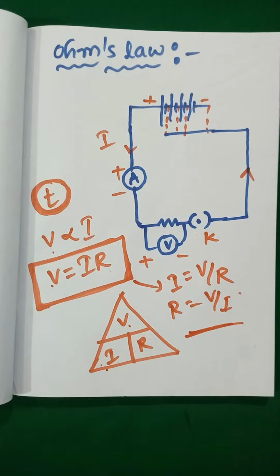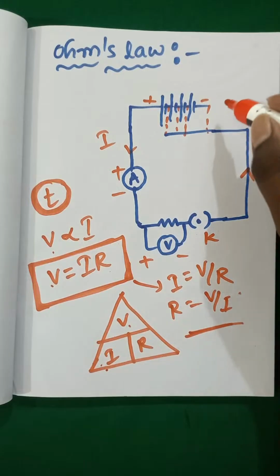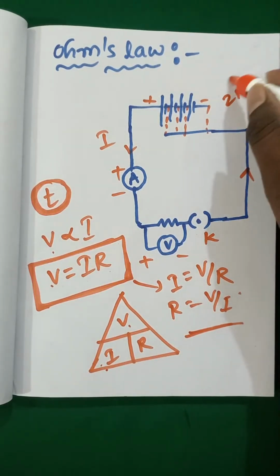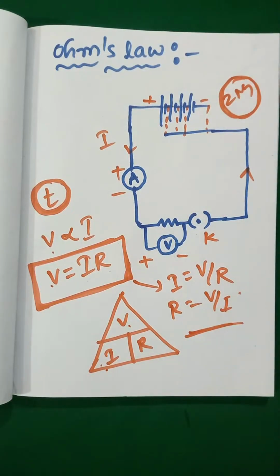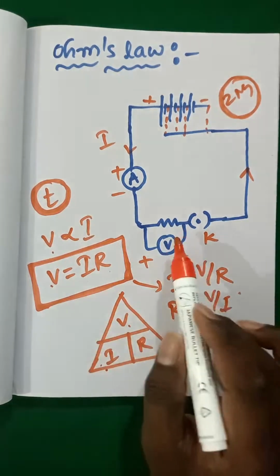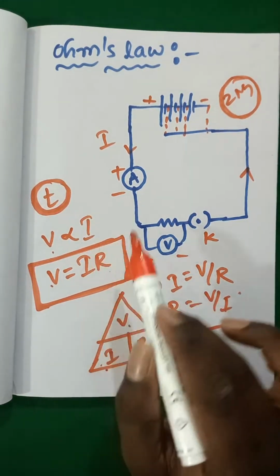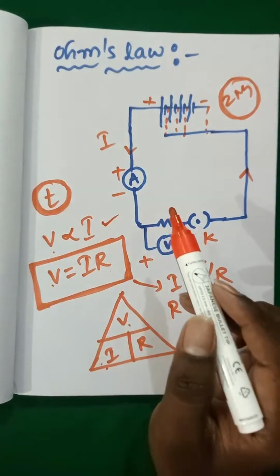So this is the circuit diagram. They will ask for the circuit diagram for 2 marks. And the definition: the potential difference across a metallic conductor is directly proportional to current flowing through it at a constant temperature. And the physical conditions also remain the same.